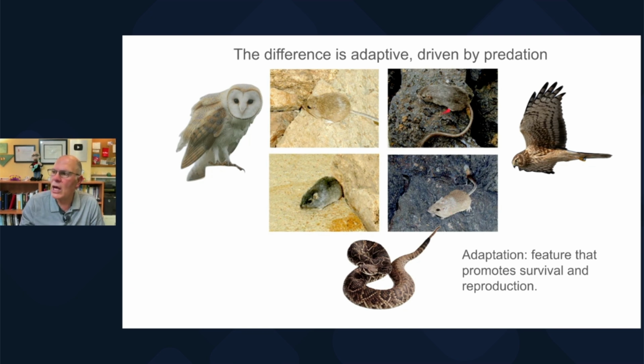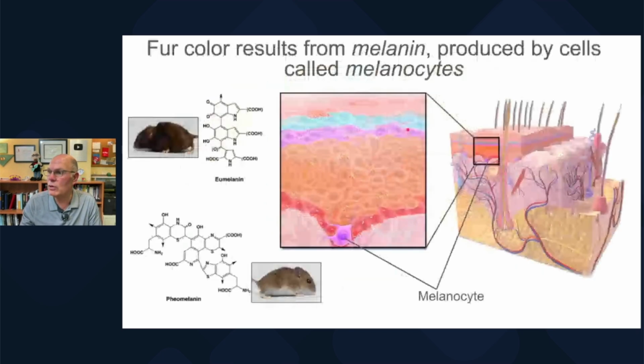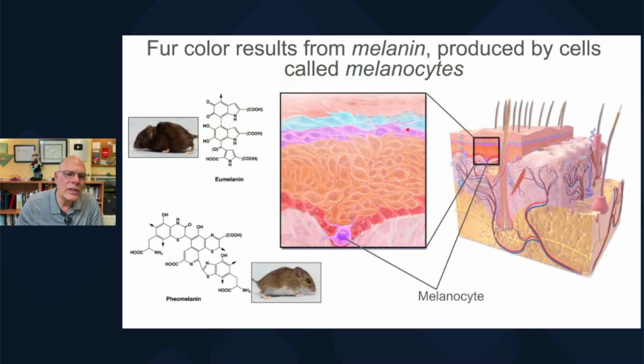And conversely, the dark-colored mouse on the dark rock is well camouflaged. But put that dark mouse on light-colored rock, it's in big trouble because it'll be seen by an owl, by a hawk, by a snake. So the color of these mice is an adaptation. It's a feature that's promoting survival and reproduction. How did this adaptation come about?